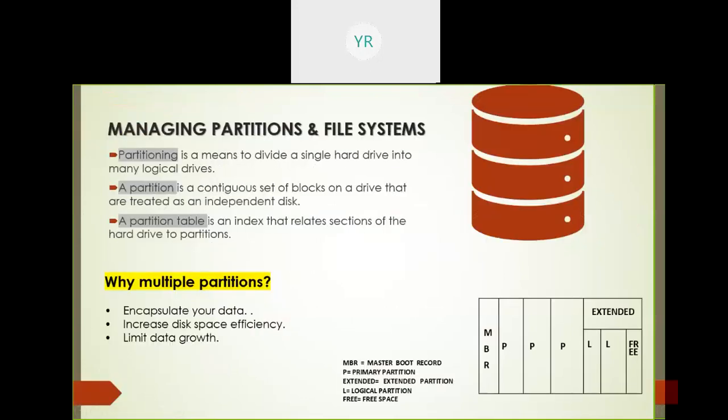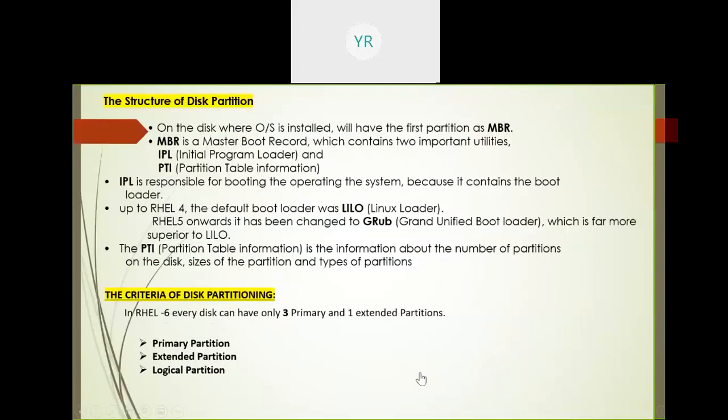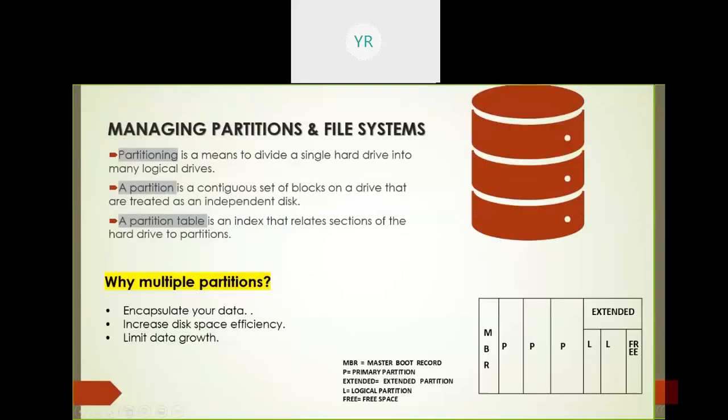Okay, so the general structure of partitioning in Linux is like this. I will tell you what that is. On the disk where the OS is installed, we have the first partition as MBR. Generally in Red Hat Linux 6, we partition a hard drive like this: three primary partitions and one extended partition. We'll see what an extended partition is and what a primary partition is.